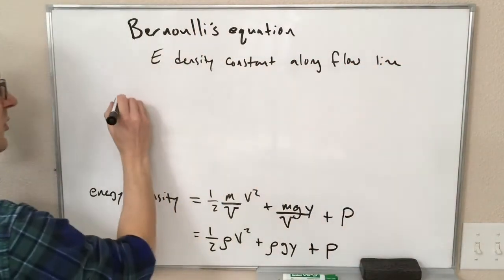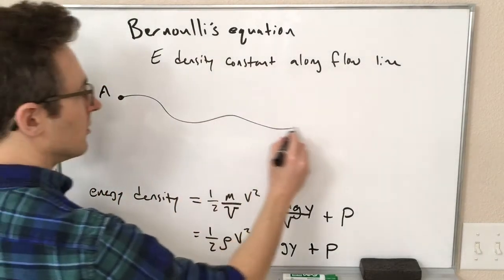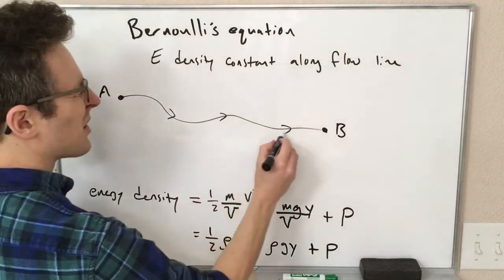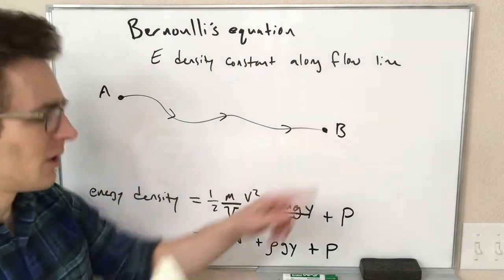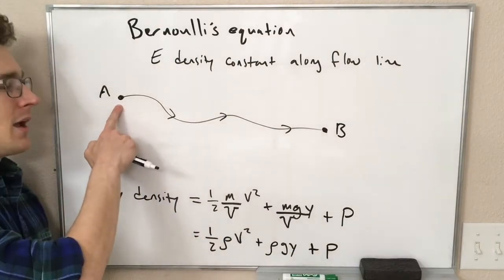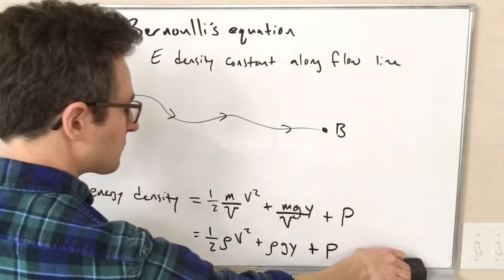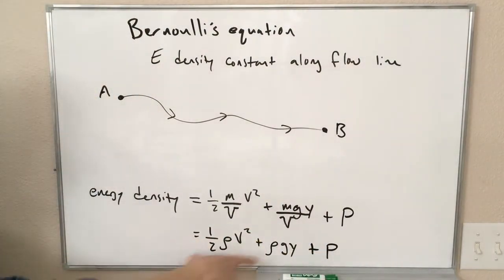So if I have some fluid at point A, and this fluid flows over here to point B, no matter what, maybe through some crazy pipe or under some river or something like that. We have fluid flowing from point A to point B. The energy density at point A has to be equal to the energy density at point B, which means this equation at point A has to equal that equation at point B.